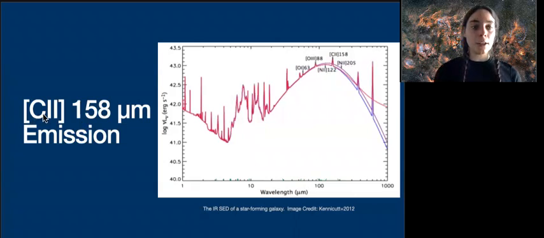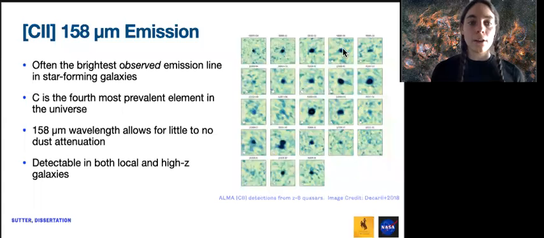a really bright emission line of singly ionized carbon, which we can tell by looking at this star-forming galaxy spectra, where we have brightness on the y-axis and wavelength on the x-axis. And we can see this carbon line pops up really high in terms of brightness for this star-forming galaxy. We can see the H-alpha line from star formation is over here. The carbon line is brighter than that. So the C+ line, like I said, is an emission line from singly ionized carbon, and it's often the brightest observed emission line in star-forming galaxies.